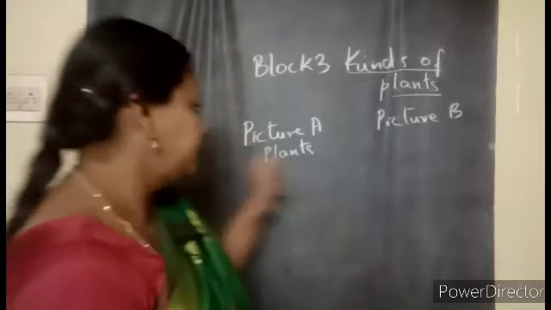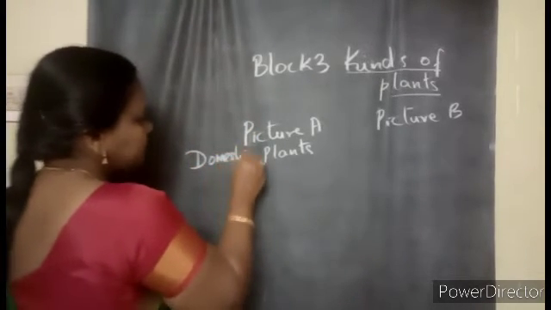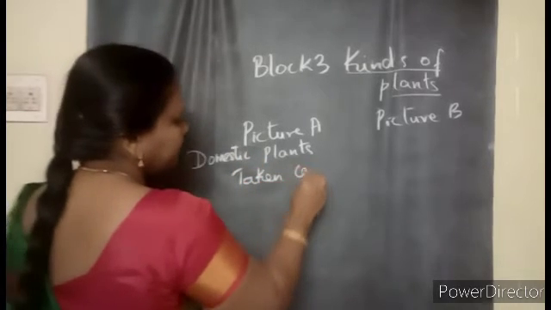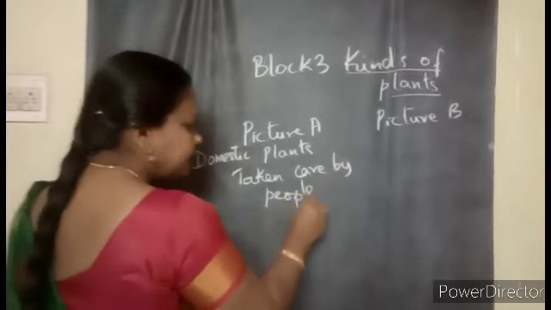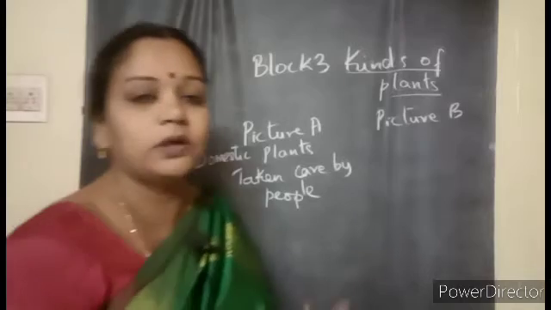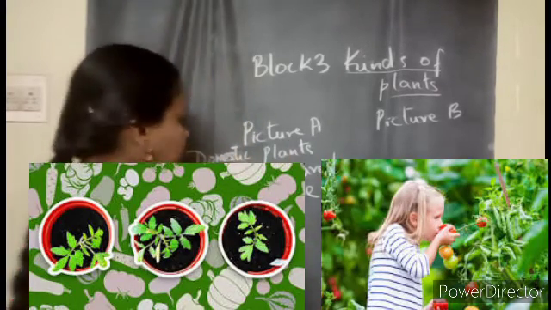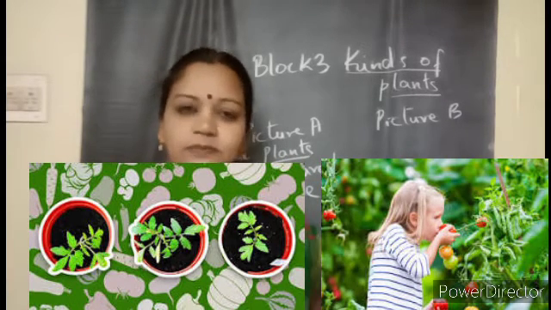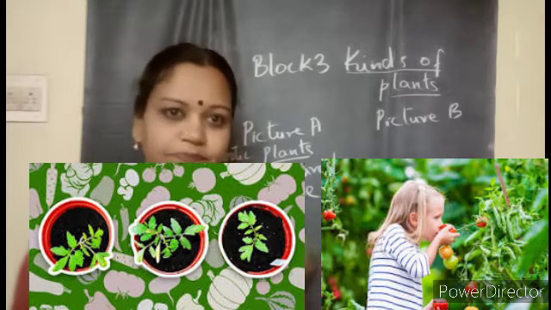Here also it is the same, children. Picture A shows the domestic plants. Domestic plants are taken care of by people. They are planted by people, taken care of by people, watered by people, and weeds are removed by the people. When you talk about domestic plants, where can we find them? Surrounding us, sometimes inside our home also, as you see in the picture of S1 of Block 3.